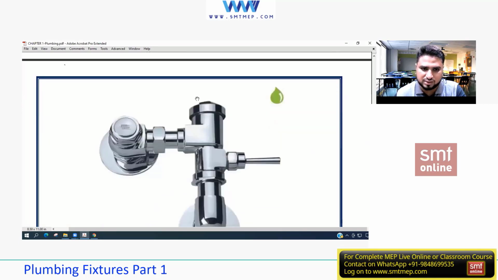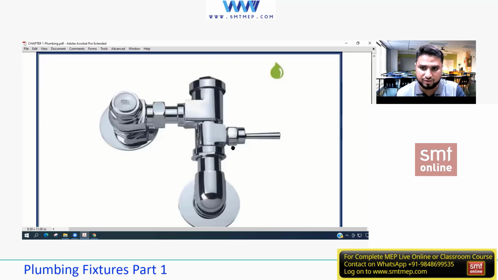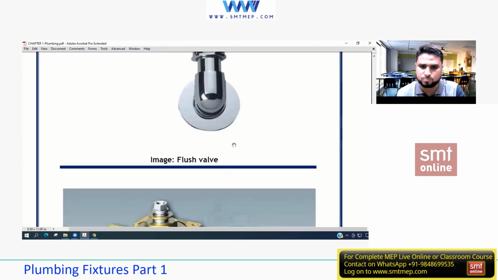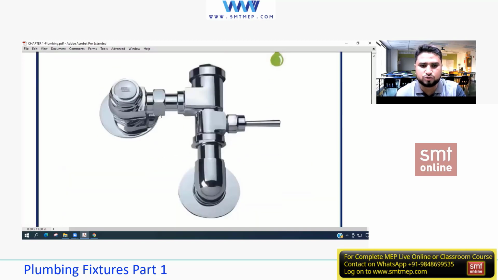Now this is something we're going to use with the urinal. What is this called? Flushometer valve. Very good, flushometer valve, or flush valve. This would be connected to the urinals, and the moment we press this lever or handle, we get water. There are manual and automatic types. Right now, just manual. You press this and you get a certain amount of water.